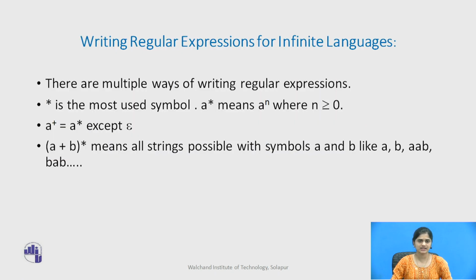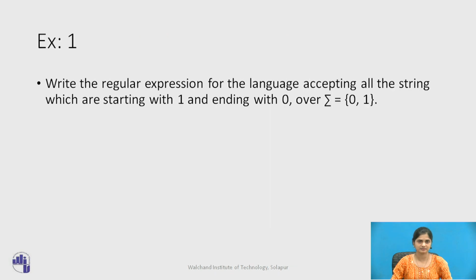Now writing regular expressions for infinite languages. There are multiple ways of writing regular expressions for infinite languages. Star is the most used symbol. So a star is nothing but a raised to n, where n is greater than or equal to 0. A plus is equal to a star, except the epsilon, that is null string, will not be there. (A plus B) star means all the strings possible with symbols A and B, like A, B, AA, BB, AB, etc.